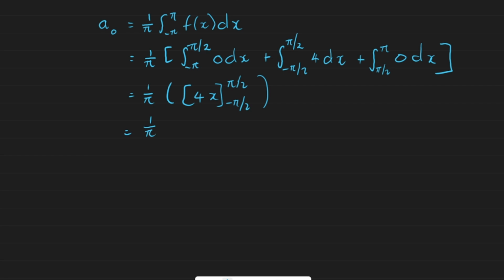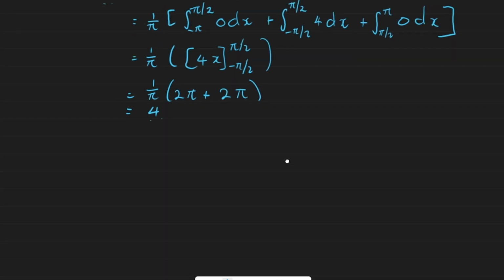So we have 1 over pi into, if we substitute pi over 2, we're going to have 4 divided by 2. So that just gives us 2. So we're going to have 2 pi. And the minus will give us a plus. And again, 4 divided by 2 is 2. 2 pi plus 2 pi is 4 pi. 4 pi divided by pi is just going to give us 4. So A naught is equal to 4. So we have essentially found the first term of the Fourier series. So now we can proceed with the rest of it.